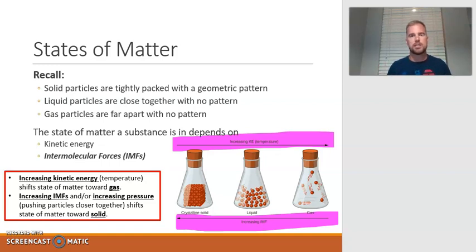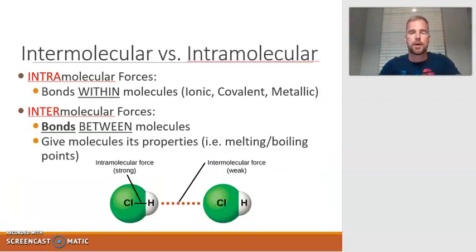So we're going to talk about that. But on this slide, we learned that states of matter depend on 2 things. One is kinetic energy, which is also referred to as temperature. It's not the same thing, but they're related. And the other thing is intermolecular forces. So let's talk about that.